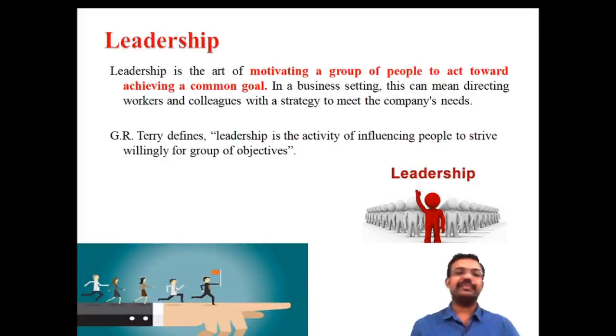What is leadership? Leadership is a process of instructing and inspiring your subordinates to achieve an organization goal. That means you are motivating your employees. Suppose you are a supervisor, you are motivating your employees for better performance. That means you are instructing your subordinates. The process is known as leadership.